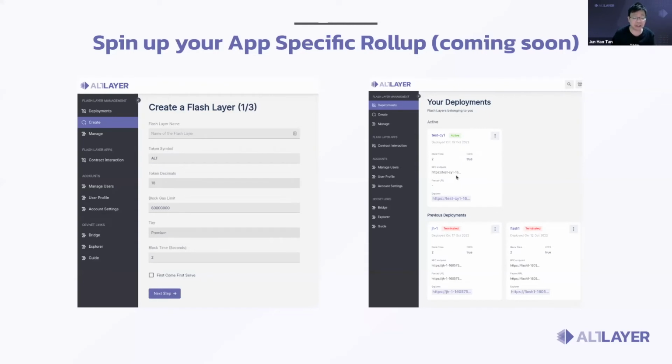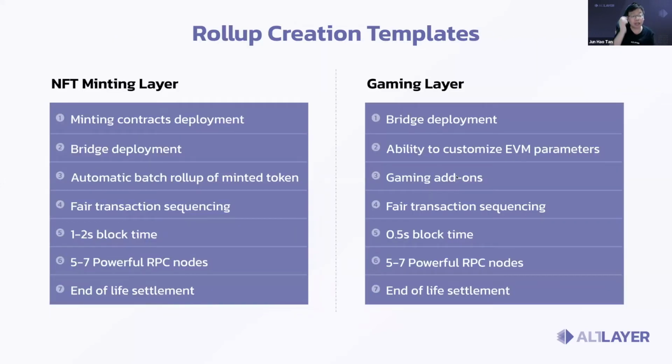Just now the UI is still not at its best, because a step further is trying to create templates for rollups. For example, if you are interested in a rollup specifically for NFT minting, then we can have a preset rollup. That means we pre-configure the rollup to an environment that we feel is best for NFT minting, and it will help you automatically deploy your minting contract and bridge contract. Also, once you are done with the rollup, there's something called the automatic end-of-life settlement of the minted token.